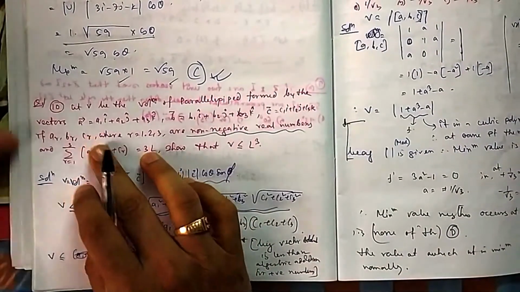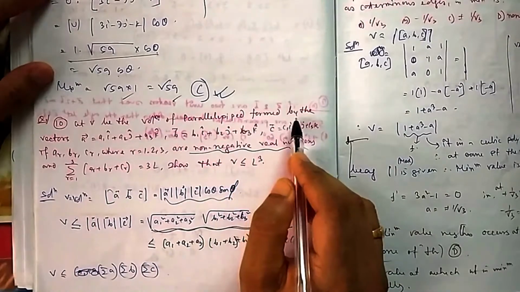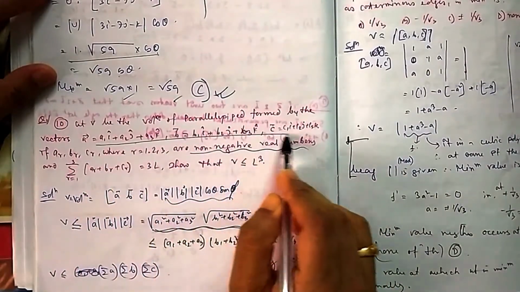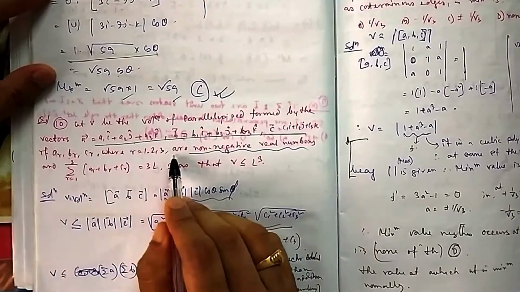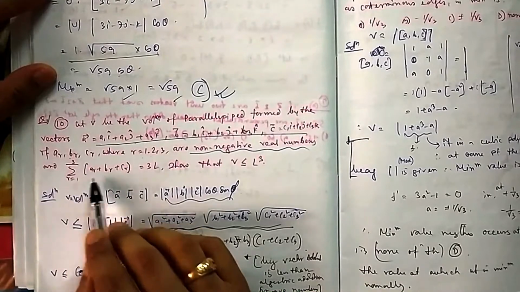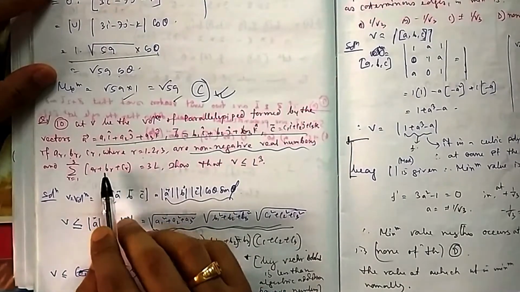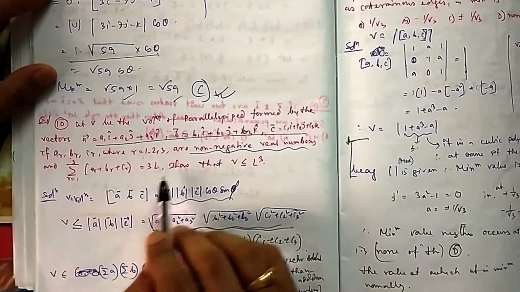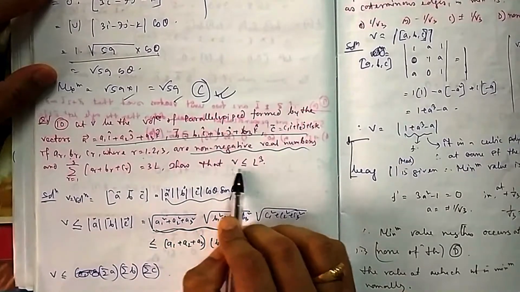Now if you come to question number 10. Let V be the volume of the parallelepiped formed by these vectors A_r, B_r, C_r, where r is 1, 2, 3, and these are non-negative real numbers. Then the summation, what does that mean? A1 plus A2 plus A3, B1 plus B2 plus B3, C1 plus C2 plus C3 is equal to 3L. Something L is given. Then show that V is less than L cube.